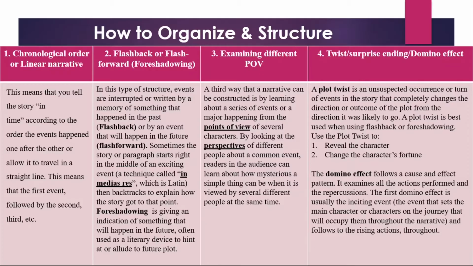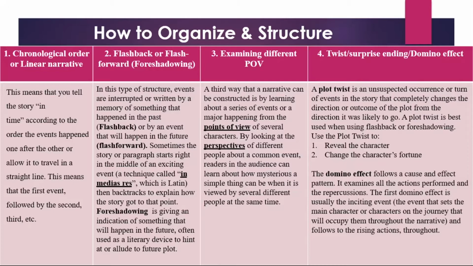So once you decide to use a flashback and or flash forward method, it is always good that you think about using some sort of foreshadowing, something that is symbolic that will foreshadow something that will happen by the end of the story. A third way is examining different points of view. Your story is therefore constructed by looking at a series of events or major events in the story from several points of view. One would think about using the third person omniscient point of view, where you get to explore basically the voices of all the characters within your story.